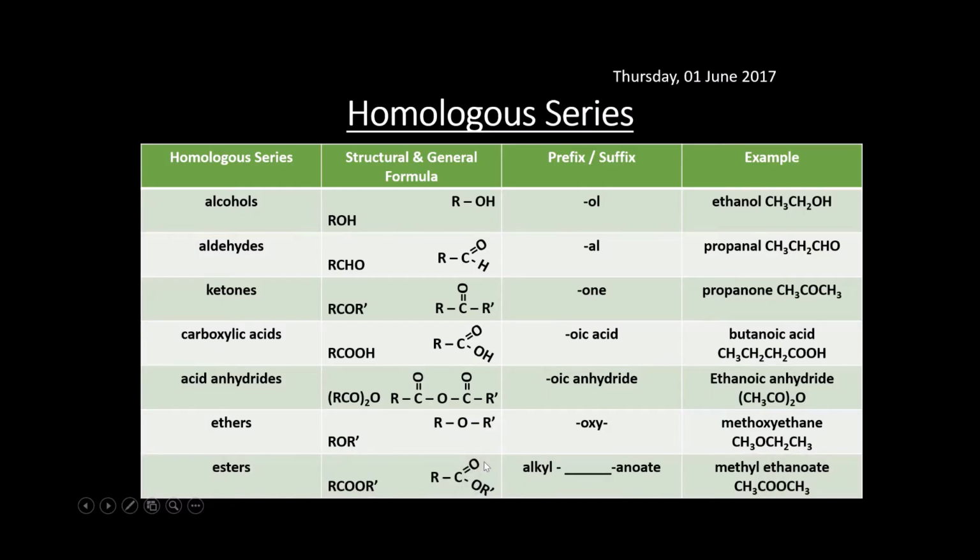Esters are very similar to a carboxylic acid, except instead of the H at the end, you have an alkyl group at the end there. Obviously that's the general formula. With this one, you do have a prefix, so it's alkyl something-anoate at the end. For example, the alkyl in this case would be methyl, and then this would be ethanoate. You always name them back to front. So you do methyl, this bit first, then that bit. So it's methyl ethanoate, and that's an ester.